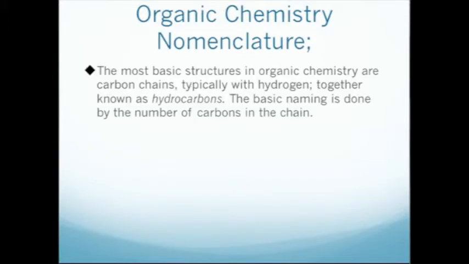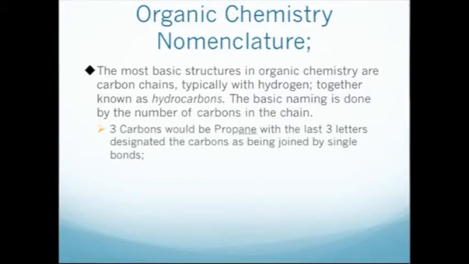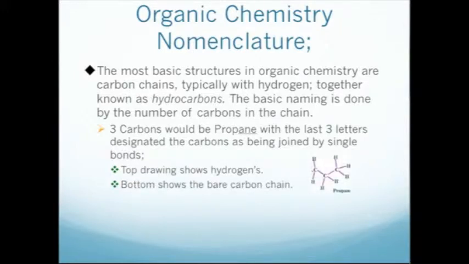Organic chemistry nomenclature. The most basic structures in organic chemistry are carbon chains, typically with hydrogen, together known as hydrocarbons. The basic naming is done by the number of carbons in the chain. 3 carbons would be propane, with the last 3 letters designating the carbons as being joined by single bonds. The top drawing shows the hydrogens. The bottom drawing shows the bare carbon chain. Both types of structure are commonly used.